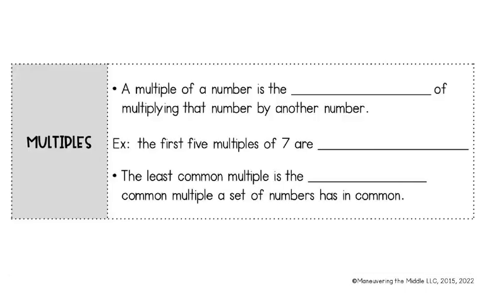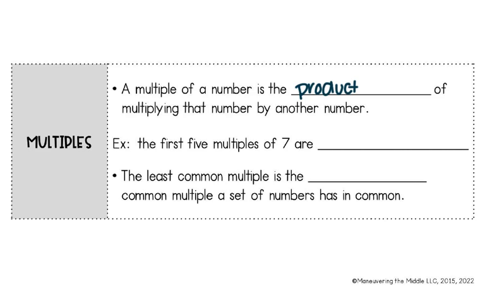So the second part of this lesson is talking about multiples. A multiple of a number is the product of multiplying that number by another number. So when we were talking about factors, we were taking 2 numbers that can be multiplied together to equal the number that was given to us. So if the number was 6, we know that 2 times 3 is 6, so 2 and 3 were factors. When we're talking about multiples, we are talking about the answer.